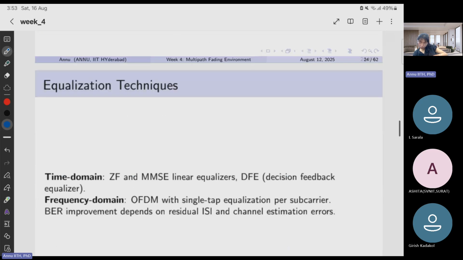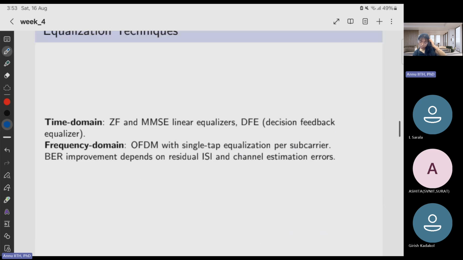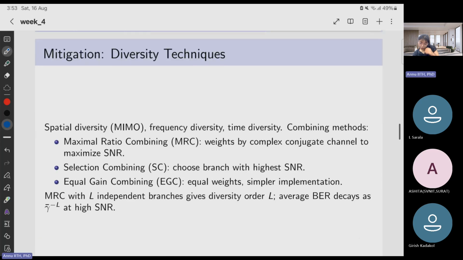We have these equalization techniques, I told ZF. This is a decision feedback equalizer. We covered that. In OFDM, single tap equalization per subcarrier. BER improvement depends on residual ISI and channel estimation errors. Mitigation techniques: there are some ISI mitigation techniques also. So first is spatial diversity, which is MIMO, then frequency diversity, time diversity, and combining methods.